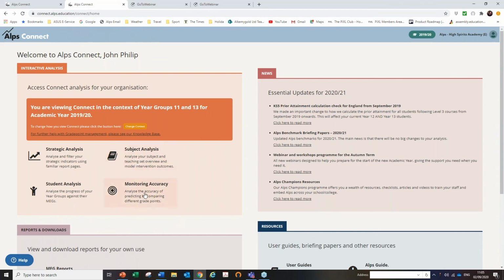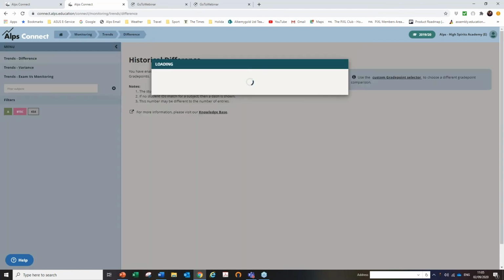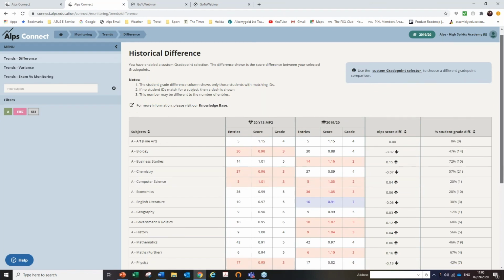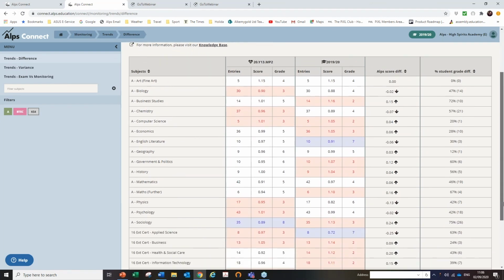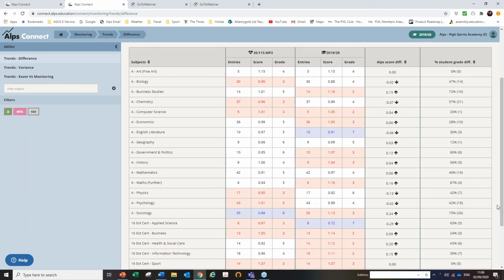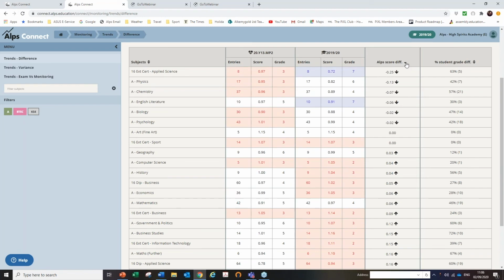Finally, in terms of Connect for today, I'm going to go to monitoring accuracy and show you what you can get from this. Here's your results, and here's the most recent monitoring point in February. This column says ALPS score difference. So if we sort by that, it brings to the top the subjects where the difference was largest, which in these cases was universally in a negative direction.